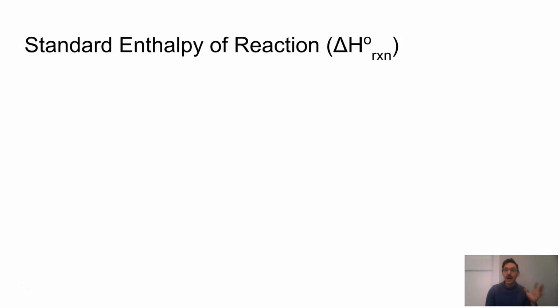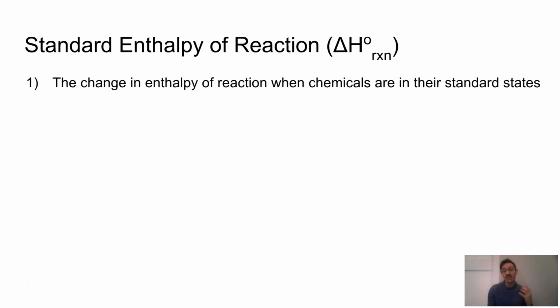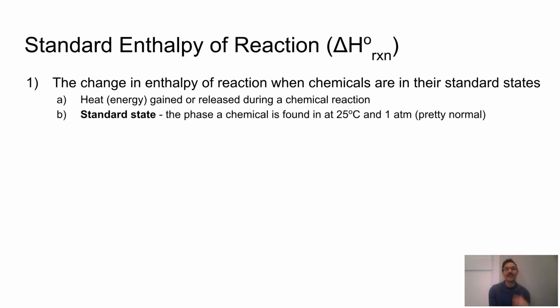Let's get going. So standard enthalpy of reaction, that's the change in enthalpy of a reaction when chemicals are in their standard state. So assuming we're at standard state of 1 atmosphere and 25 Celsius, that's the heat exchange that's going to go on when a reaction occurs. So it's going to be heat or energy gained or released during a chemical reaction. And so yeah, the standard state is the phase a chemical is found in at 25 degrees Celsius and 1 atmosphere. So kind of like room temperature conditions.